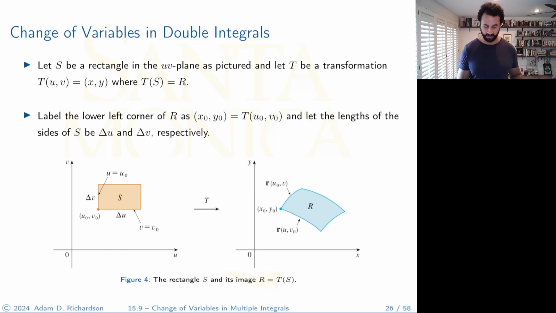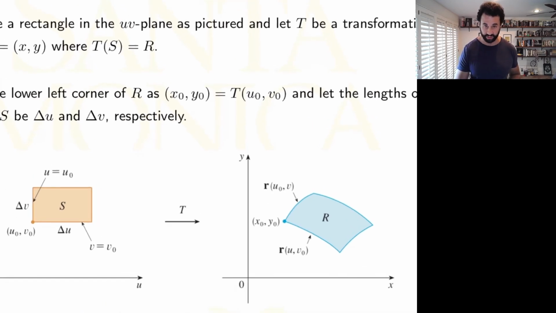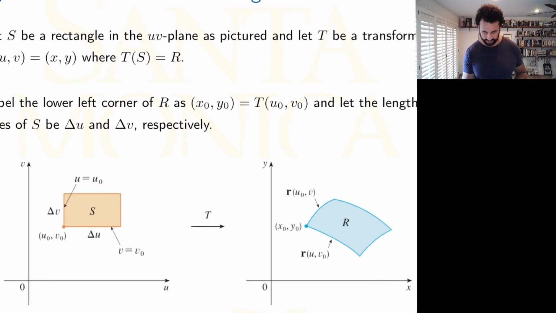Okay, we're going to label the lower left corner of R as (x naught, y naught). And (x naught, y naught) is the image of the point (u naught, v naught) under T. So T takes this point and maps it to that point. That's what's happening. Maybe I can zoom in a little bit, but yeah, T takes this point and maps it to this point. That's what I'm saying here.